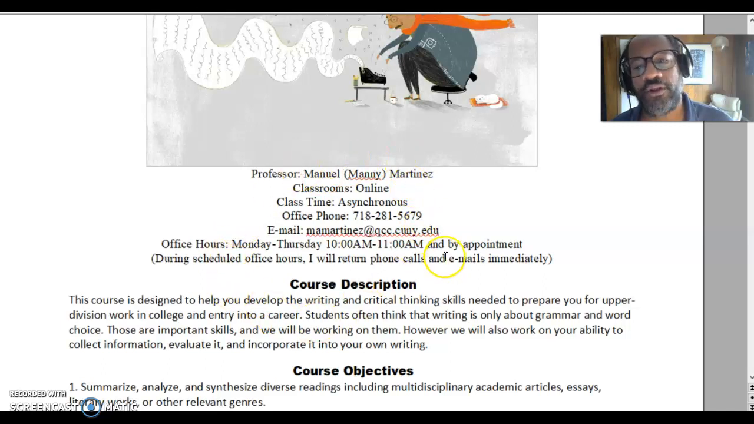That's one of the most important things, especially in this really quick semester where we're not meeting in person. You want to make sure that you're always somehow keeping in touch with me.